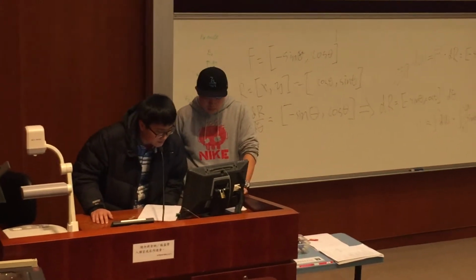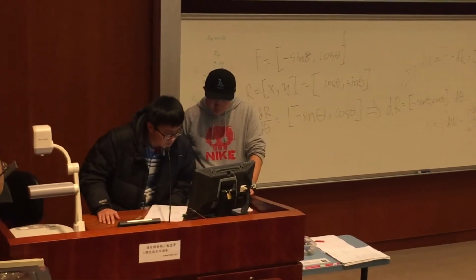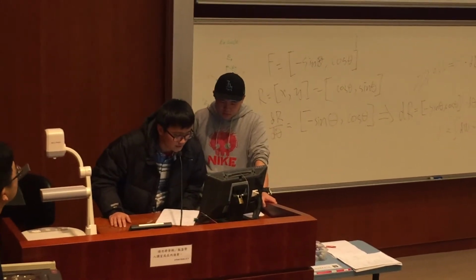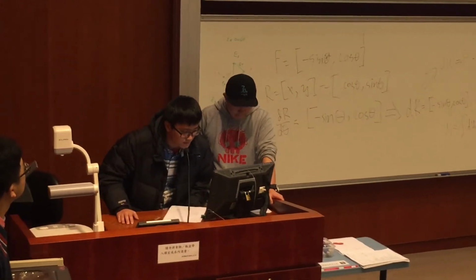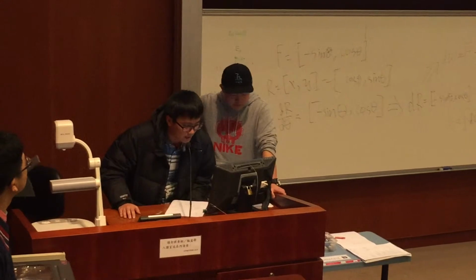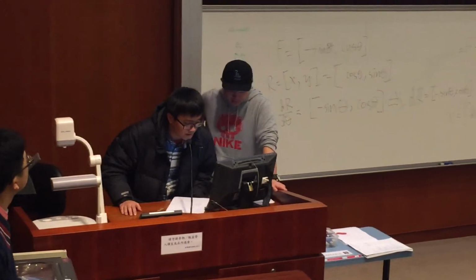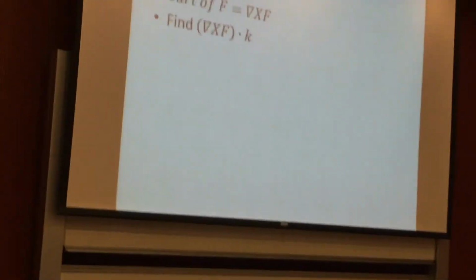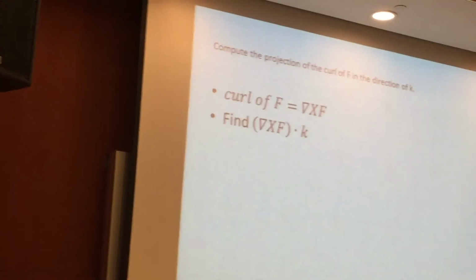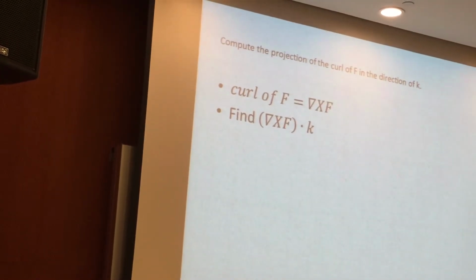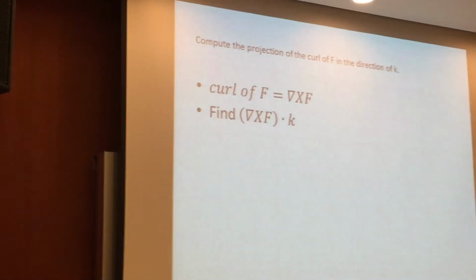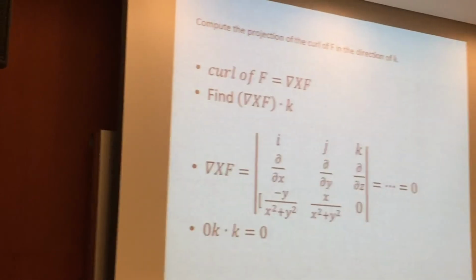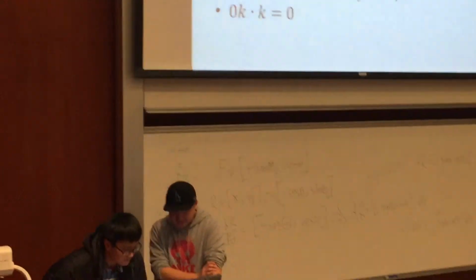In part 1b, the question asks us to compute the projection of the curve of S in the direction of k. So to simplify, the question is asking us for the projection, and that implies the dot product. And let's do the curl first. The curl is equal to the del operator cross the f function, and then dot the k hat. We can just do it in this method.